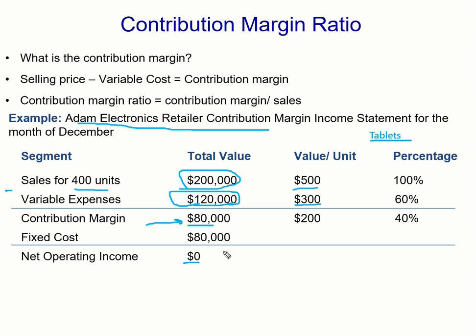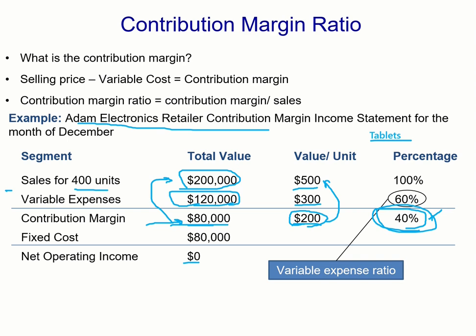But we can also compute the contribution margin ratio for this company. How do we compute it? We can take 200 divided by 500, the contribution margin per unit over the price per unit. Same thing, we can take the total contribution margin divided by total sales, and it's also going to give us 40%. Whether you use the per unit figures or the totals, it gives us the same percentage.